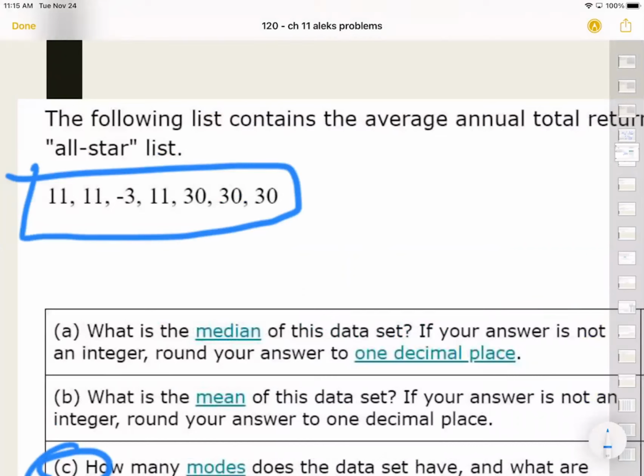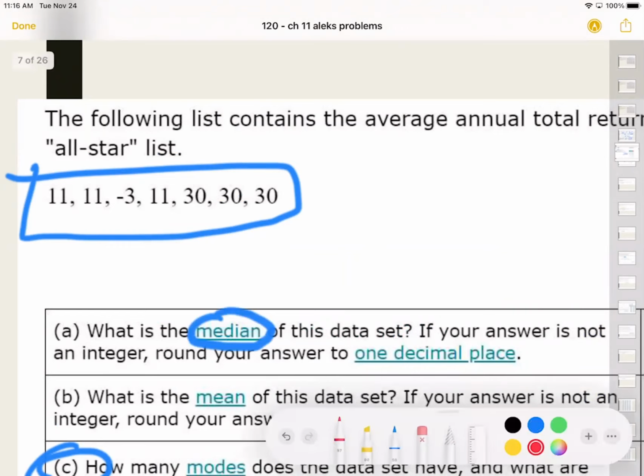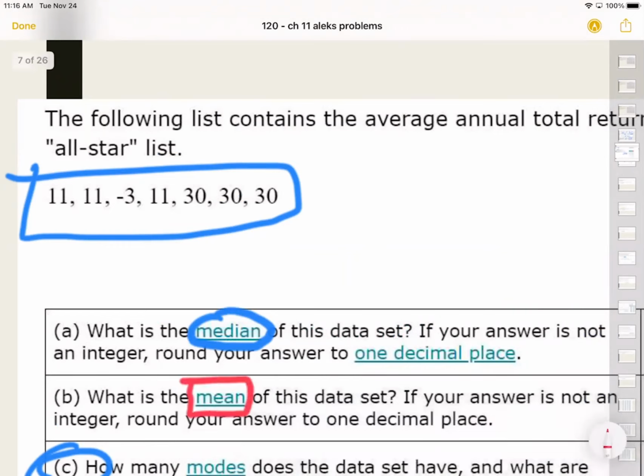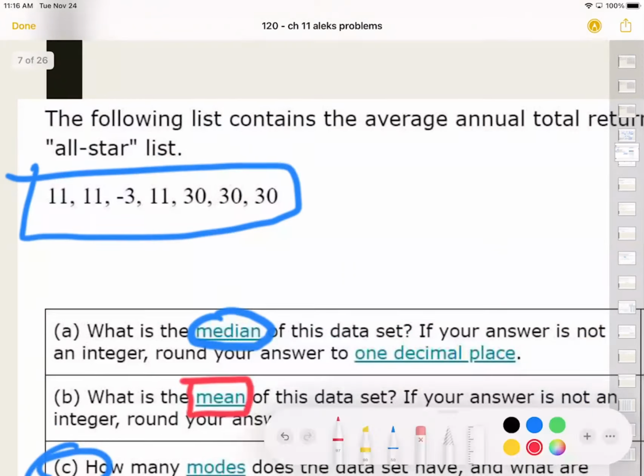The other thing I want to point out, ladies and gentlemen, is make sure that you read the correct question, because sometimes they switch it on you, and that's where some of you get a little bit frustrated, right?